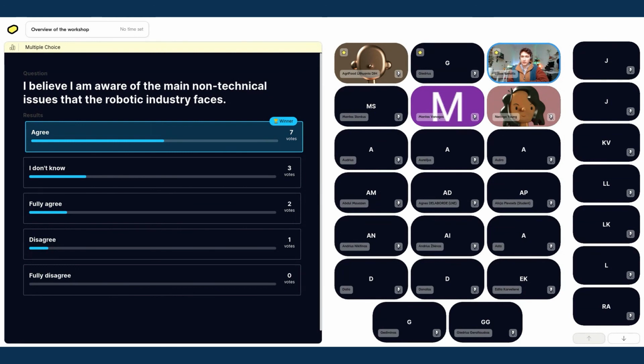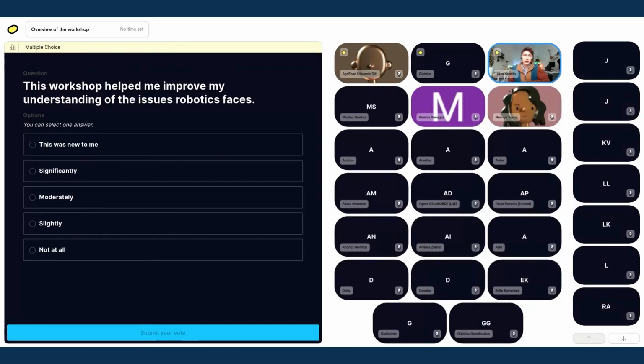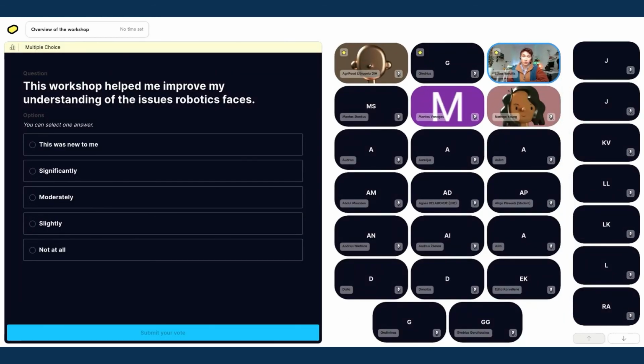The next question is, the workshop helped me to improve my understanding of the issues robotics faces. So this is a way for you to also give some feedback. Just be open and tell us how you feel. The organizers will be thankful for your input.